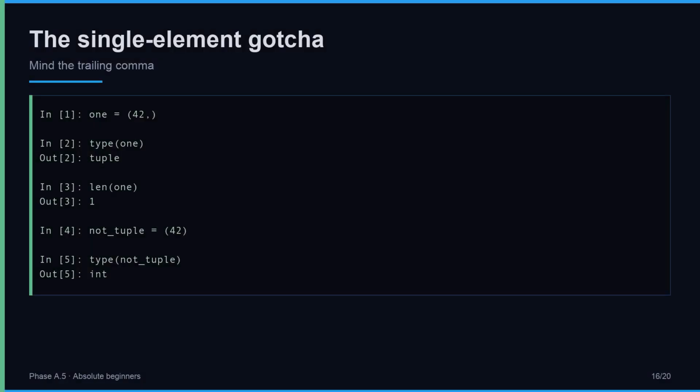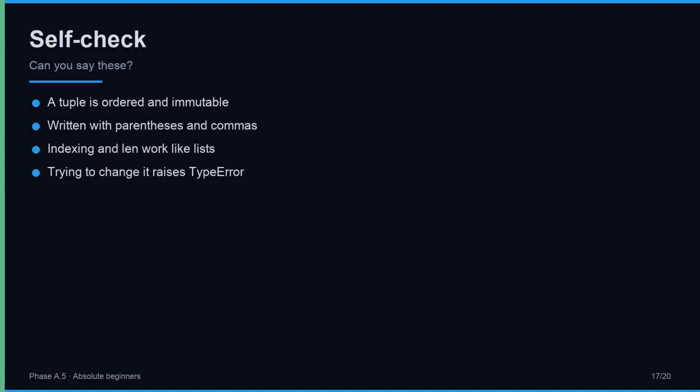Here is a small gotcha that catches every beginner. To make a tuple with one item, you must write a trailing comma, (42,) inside parentheses. type of it returns tuple. len returns 1. Without the comma, just parentheses around 42, Python treats the parentheses as grouping, not as a tuple. type returns int. The comma is what makes a tuple. The parentheses are decoration. Always remember the trailing comma for a single item. Mind the comma.